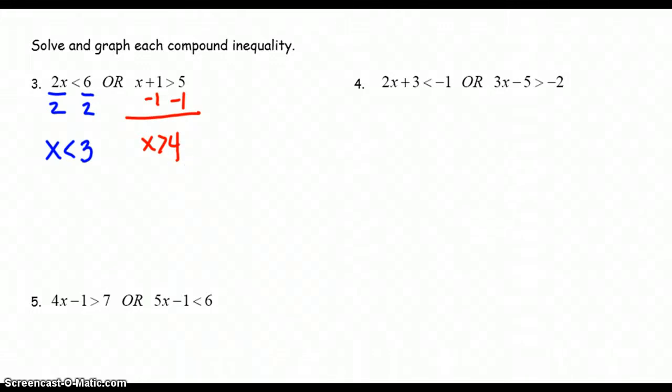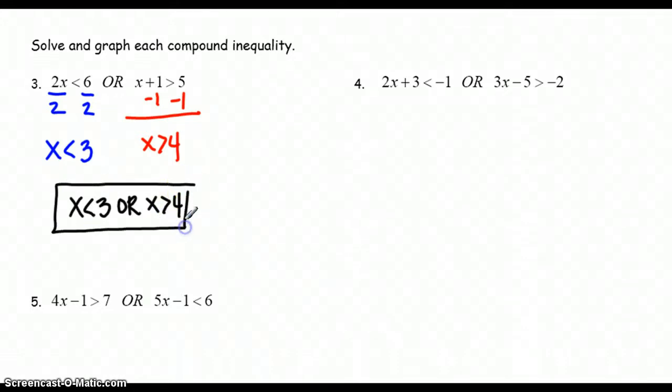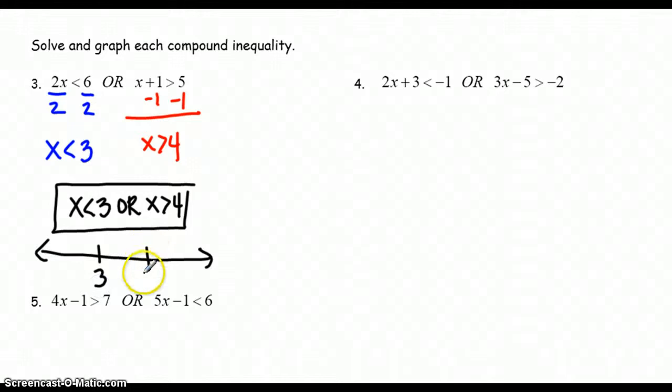Now, it is very important that when you write your solution, you don't just box both of these as the answer. You must include the word OR, since this was an OR inequality. So our answer is that x is less than 3 or x is greater than 4. And if we graph that, here's 3, here's 4, we have an open dot on 4, we have an open dot on 3, and that is our compound inequality.